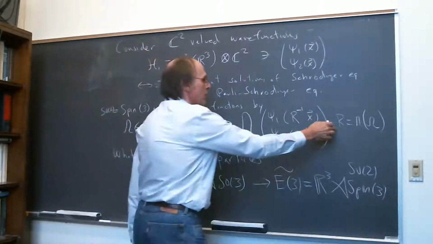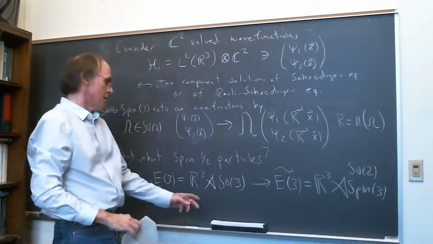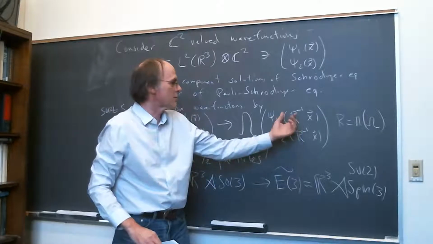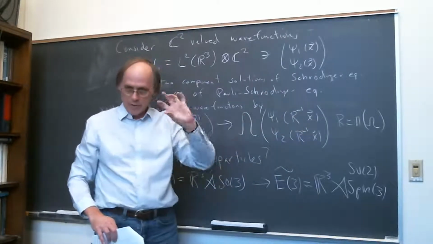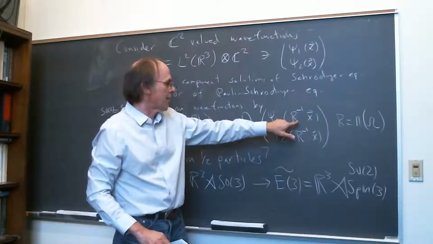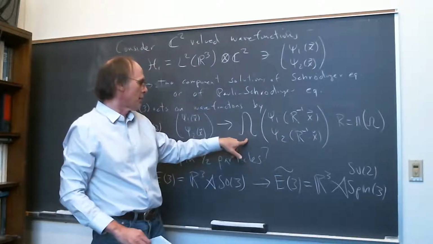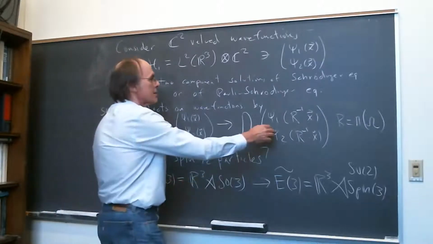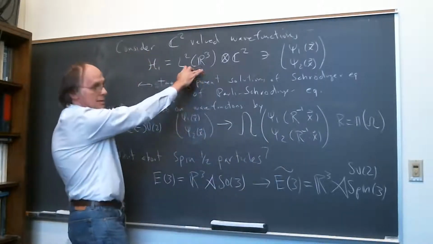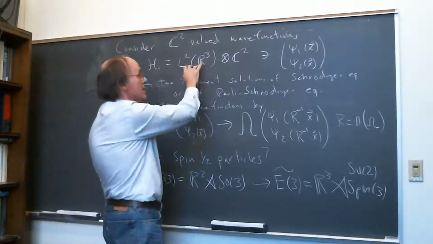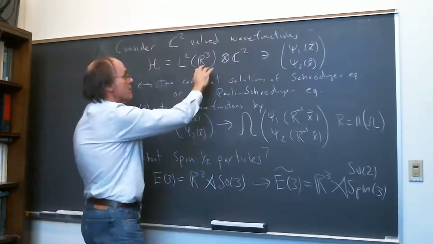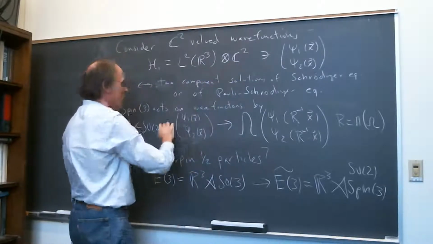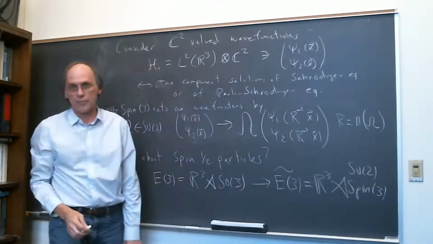But the new thing that happens, instead of what happened before, where you just had rotations in space, and these were the infinitesimal generators with the angular momentum. Here you've got the angular momentum going, but you've also got this guy acting. As far as this piece of the tensor product is concerned, it's exactly the same as before. But as far as this piece of the tensor product is concerned, you're acting with this SU2.